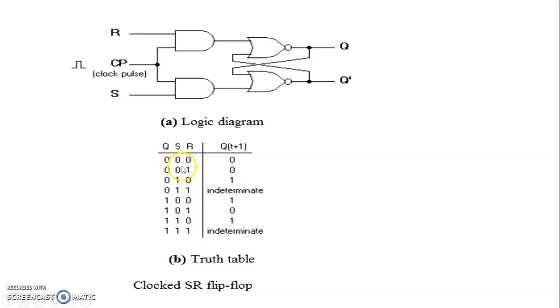So QSR is 0 0 0, then it's 0, 0 0 1, it's also 0, 0 1 0, then 1. If you apply QSR, what does QSR mean? If the value of Q and the SR is 0 0, then it will go to the AND gate. 0 1 0 is 1, 0 1 1 is intermediate, 1 0 0 is 1, 1 0 1 is 0, 1 1 0 is 1, and 1 1 1 is intermediate. That is the truth table and it is the logic diagram.